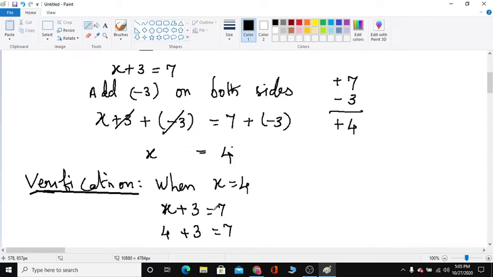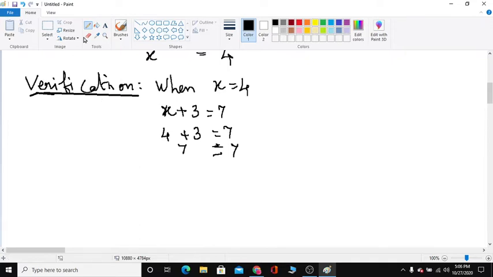Now, on the left hand side what is here? 4 plus 3. What is the answer? 7. What is the right hand side, children? 7. Here, on both the left side and right side, our answer is 7. So our answer is correct, children.